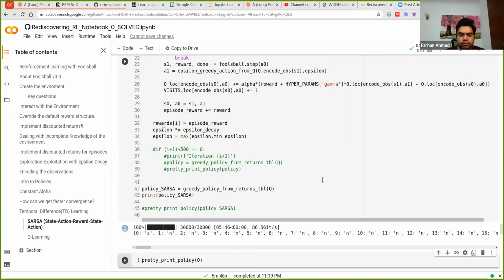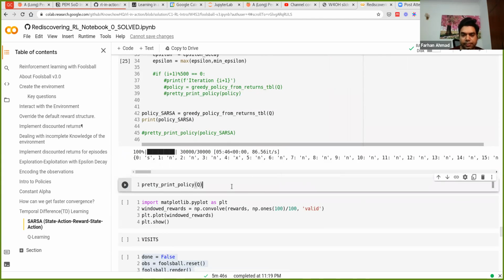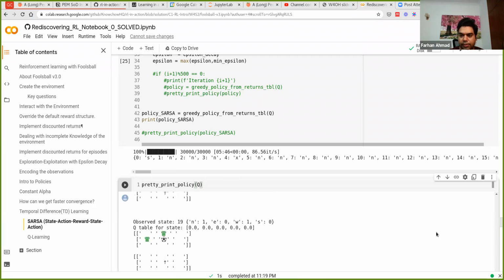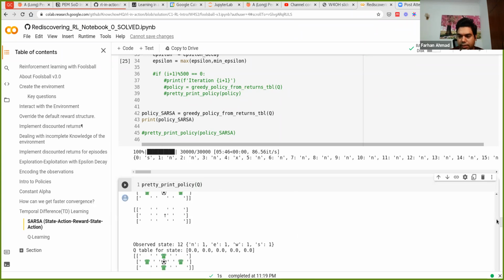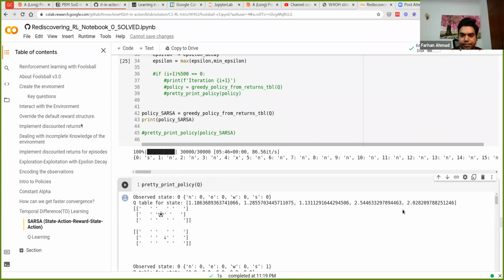Okay, sorry. So we are done, and you can try printing the policy. It will output a lot of things, but I just want to quickly show what it tries to print.